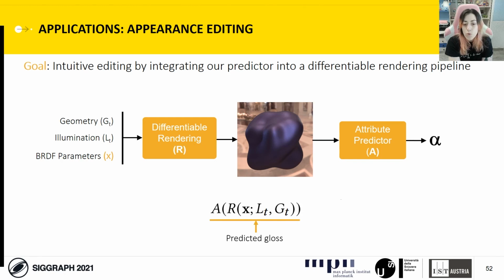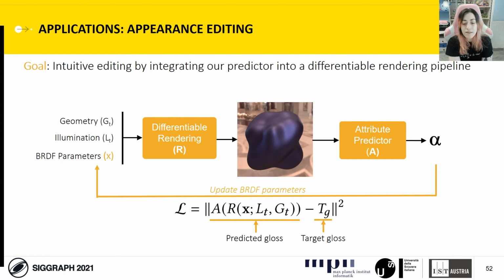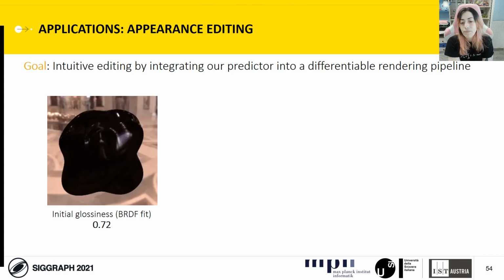In this case, we focus on editing gloss, so we compare the predicted gloss with a target gloss. Finally, we use the difference between the predicted and the target gloss as loss function and backpropagate the error to update the BRDF parameters towards the goal of converging to the target gloss. Let's see an example. This first animation shows the convergence of the differentiable renderer using our predictor for fitting a measured material into an analytic BRDF.